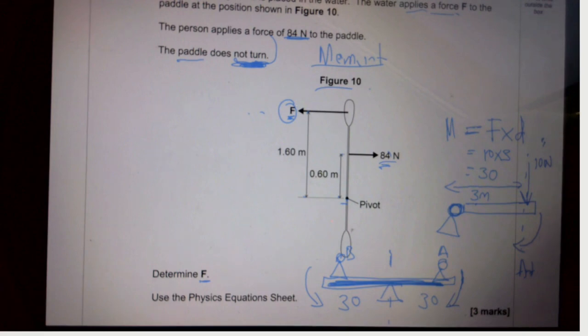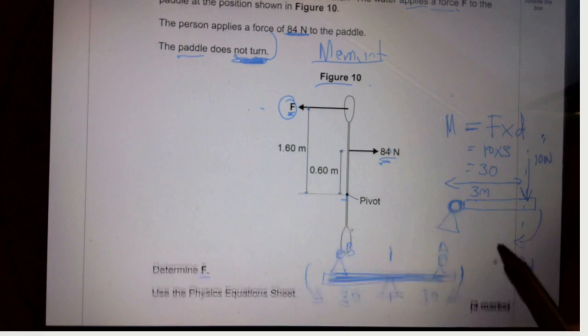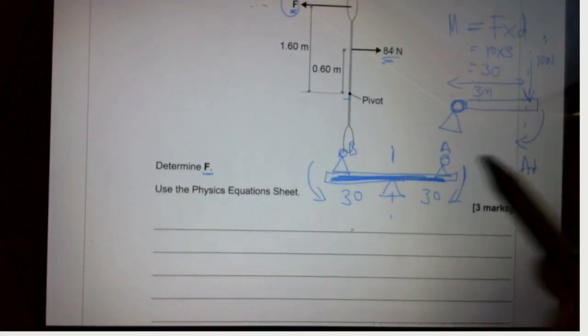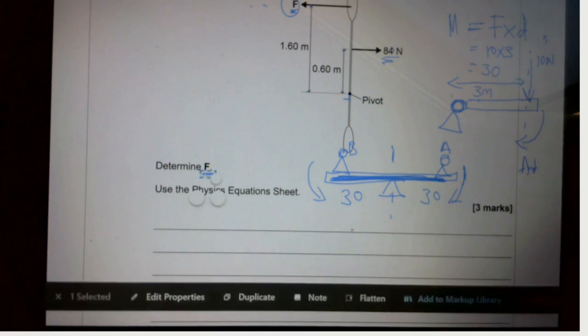I want us to try to answer this question. Now the question says find force F. Okay, then how do we do that?